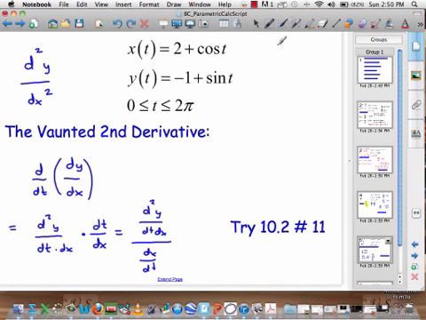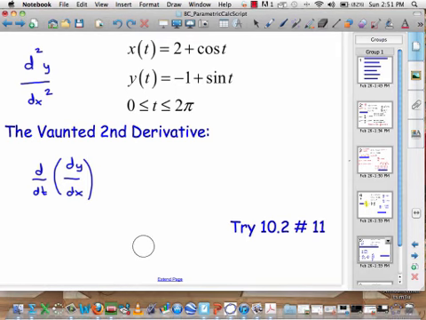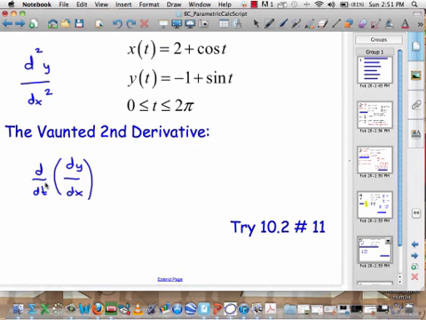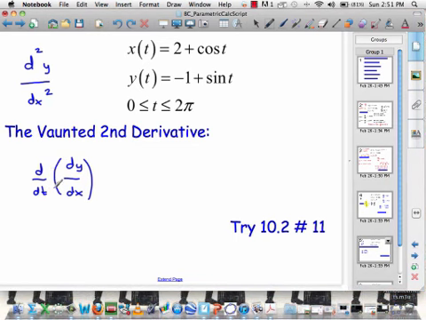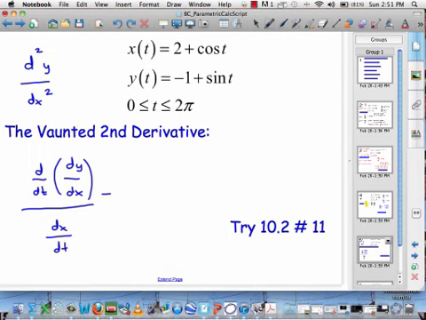Okay, so I know I've got a whole bunch of jazz here that is kind of ugly to look at. So let me just recap what you would do to find the second derivative. You're going to take the derivative with respect to t of the first derivative, and then you're going to divide by dx/dt. Now, if you forget all that, you just got to kind of play with the calculations to see what you're after. This is what you're after: d squared y over dx squared.